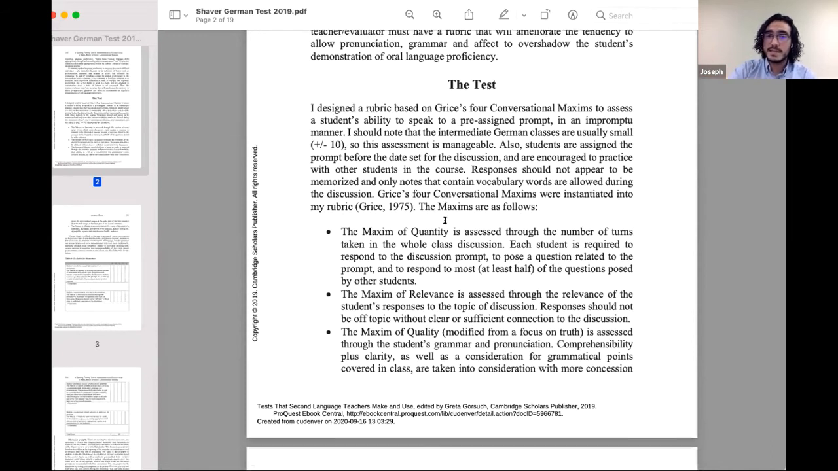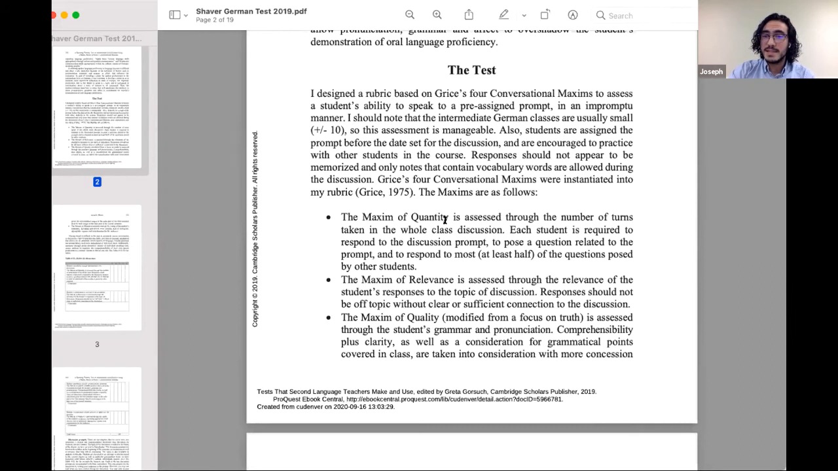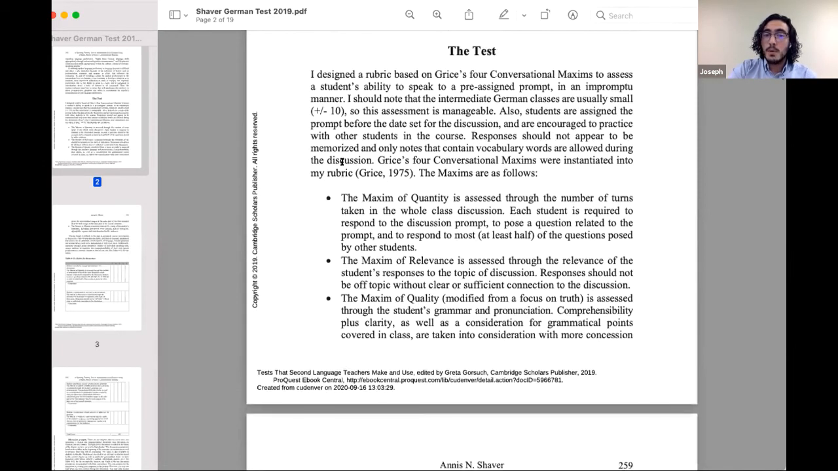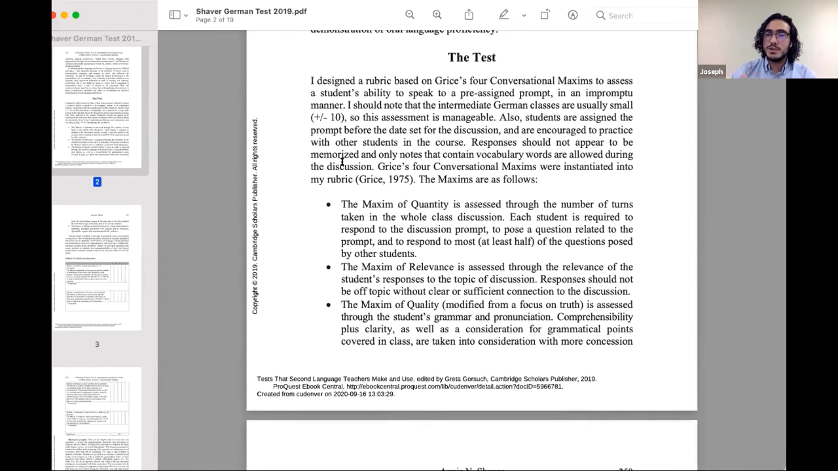Then the students come to class, and for 20 to 40 minutes, she sits in the back, she introduces the prompt, and then she steps away and she allows the students to communicate. She states that she does at times have to step in to help the conversation flow and to encourage conversation if somebody is taking the conversation too much, and gives it back to another student, especially at the beginning of the semester. But throughout the test, Shaver's goal is to sit back and observe the students.